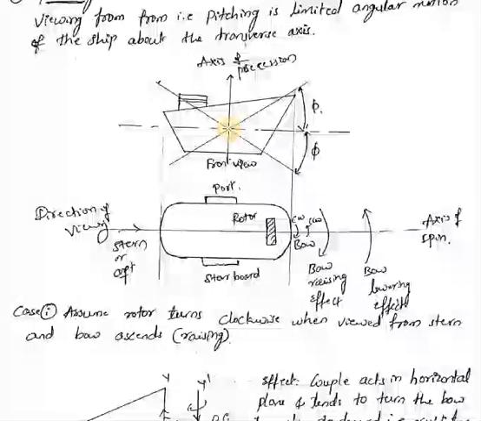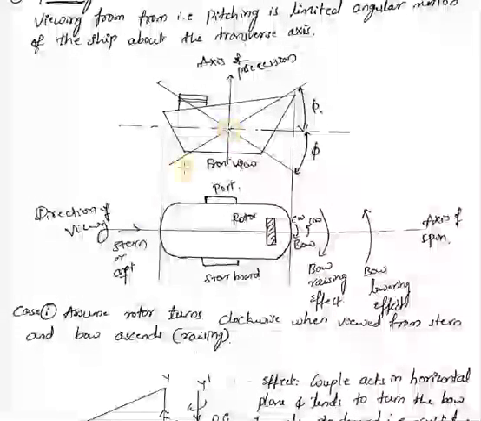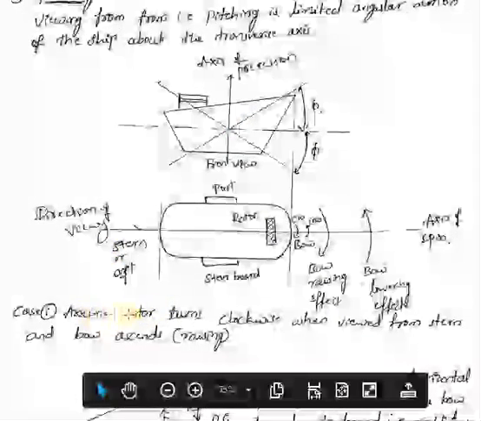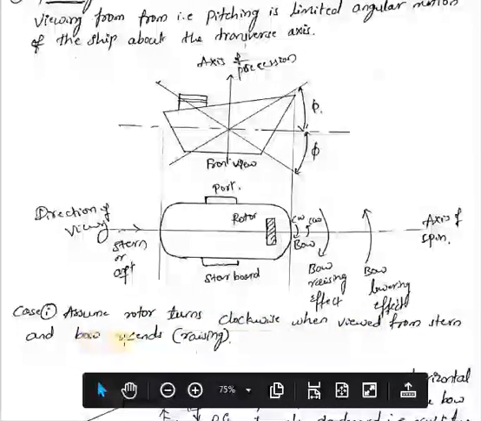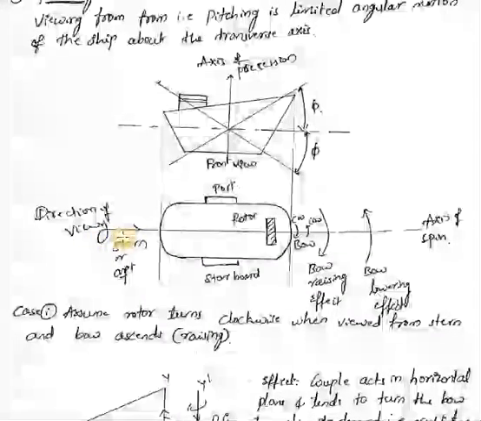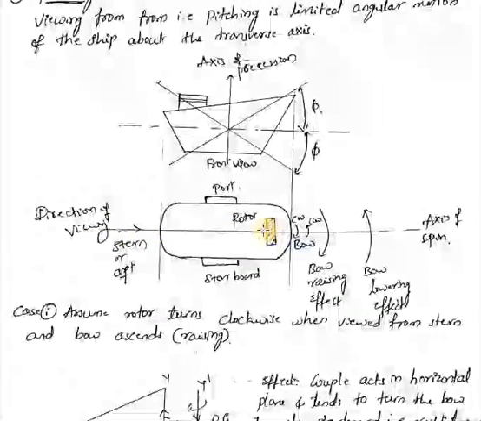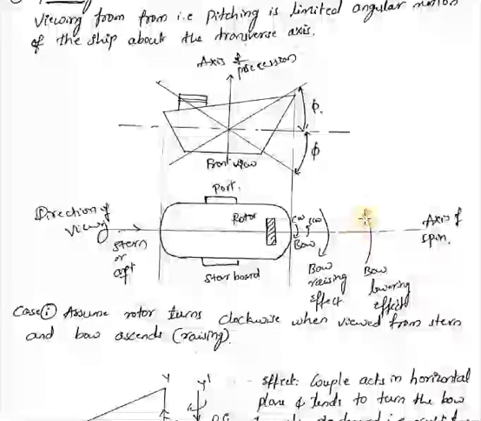So here also we will consider 4 cases, that is 2 cases for clockwise and 2 cases for counterclockwise. Assume the first case is that the rotor turns clockwise when viewed from the stern and the bow ascends, that is, the bow is rising here. These directions are for when the rotor is in clockwise direction when you are viewing from the rear end. If the rotor is rotating counterclockwise when viewed from the rear end, you need to reverse these directions. Bow rising will be this way and bow lowering will be this way.